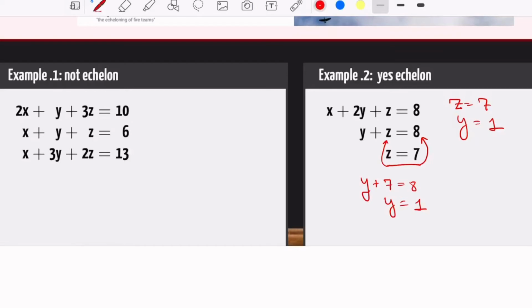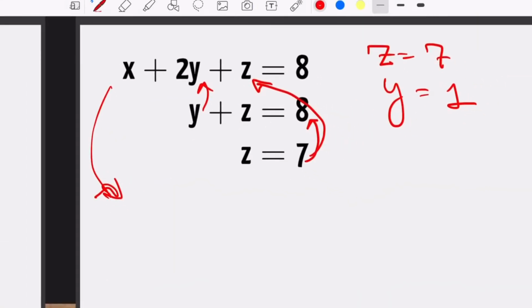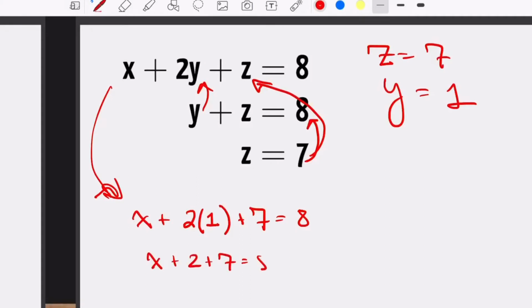So far I've spent about 10 seconds solving this system, and I've already got 2 of the variables down. That's how good I am. Then for the third variable, we will take the first equation and substitute into it. We'll take our y value and our z value and substitute them there. So our equation becomes x plus 2 times y, which is 1, plus z, which is 7, equal to 8. So x plus 2 plus 7 is equal to 8. So x plus 9 is equal to 8. So x is equal to negative 1.